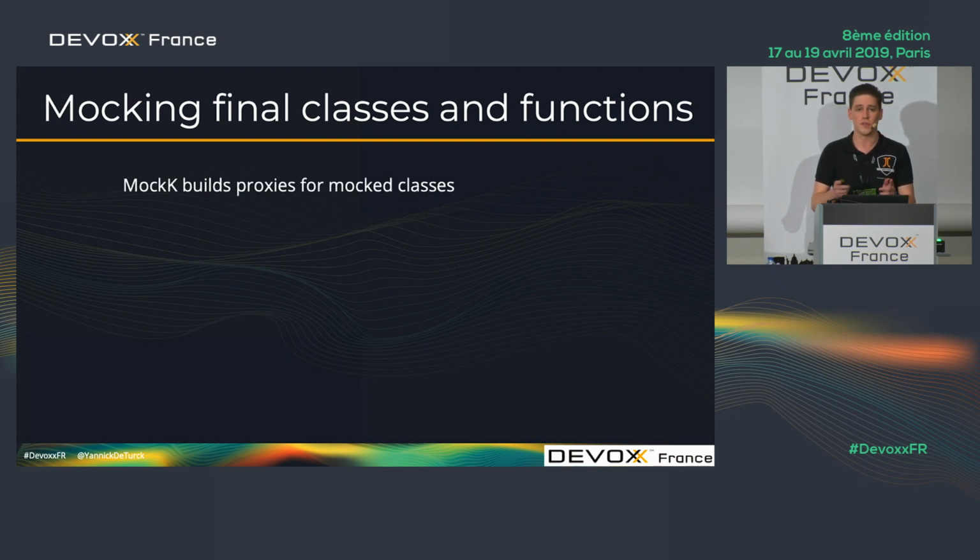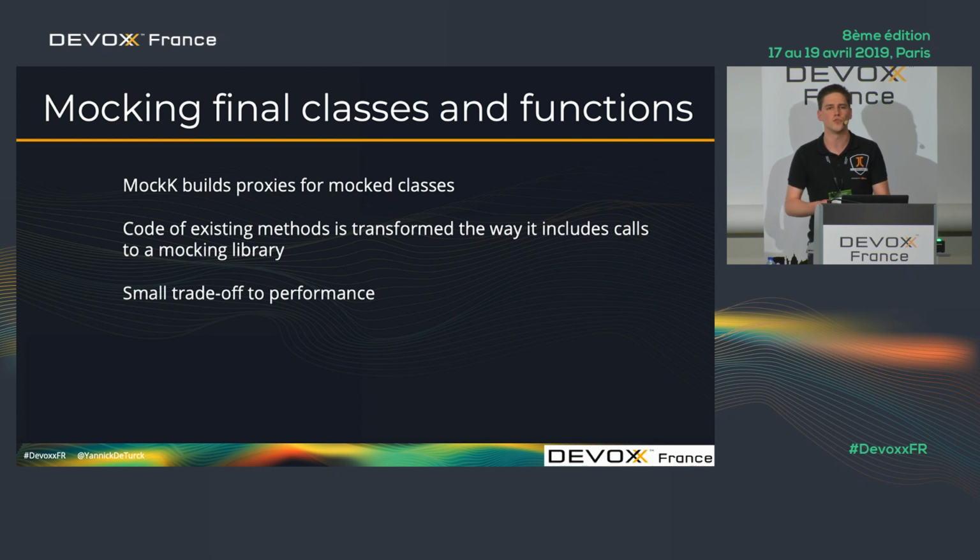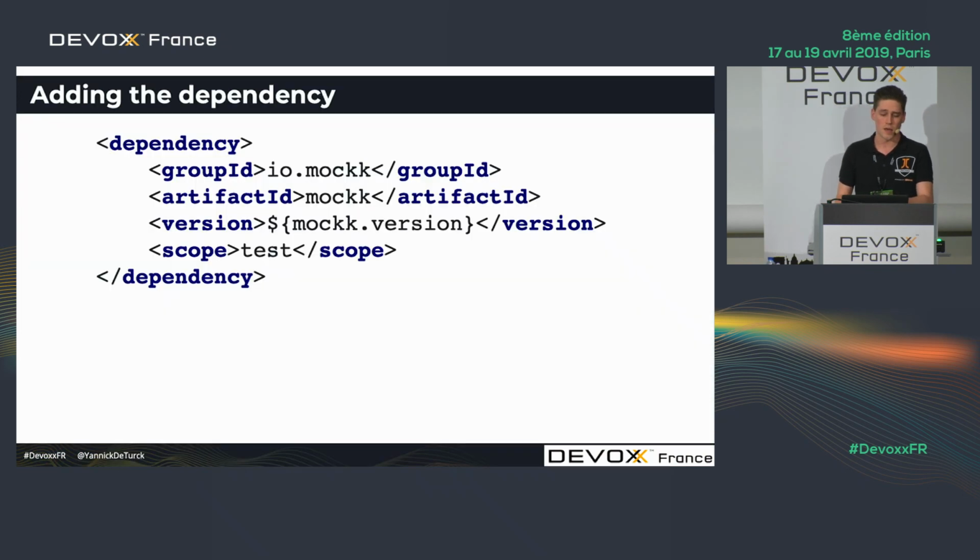Contrary to Mockito, which depends on subclassing, MockK actually builds proxies for these mocked classes and methods. The code of existing methods gets transformed, and it includes calls to the mocking library. A side effect of this is that there is a small trade-off to performance, but it shouldn't be anything groundbreaking. So without further ado, I added the dependency to my project.